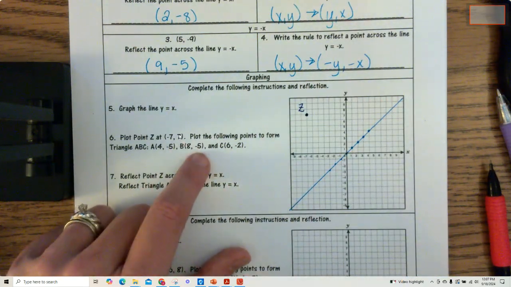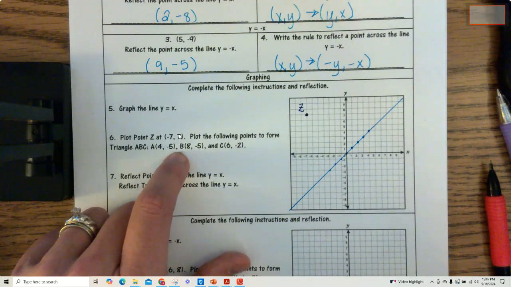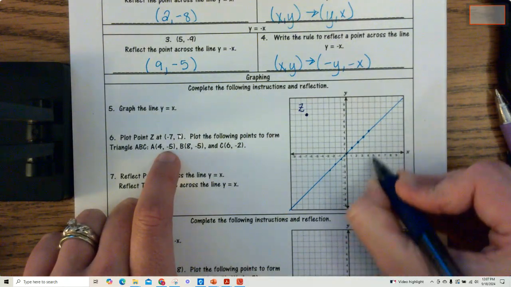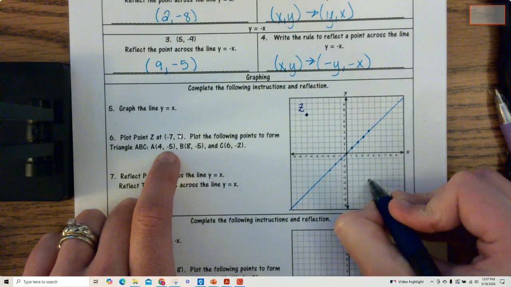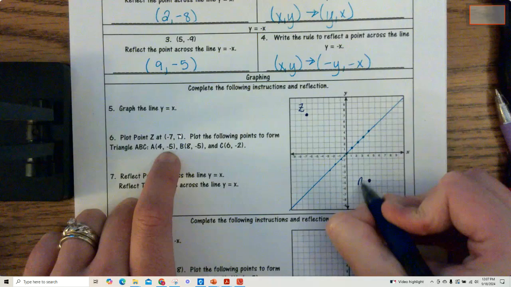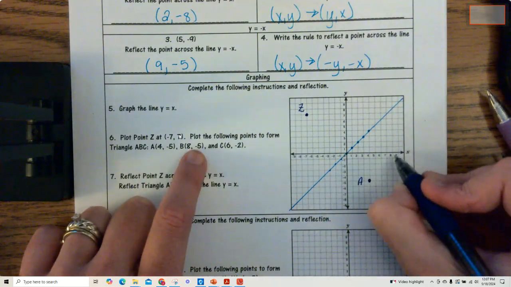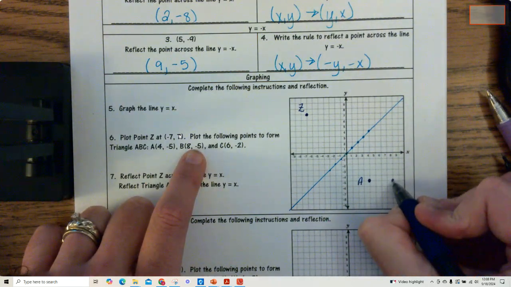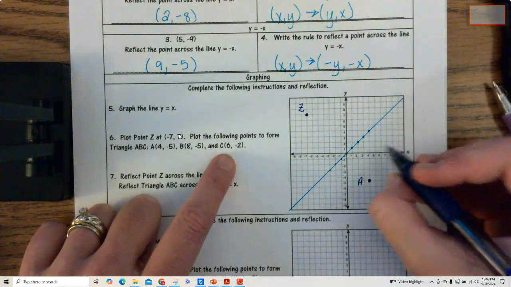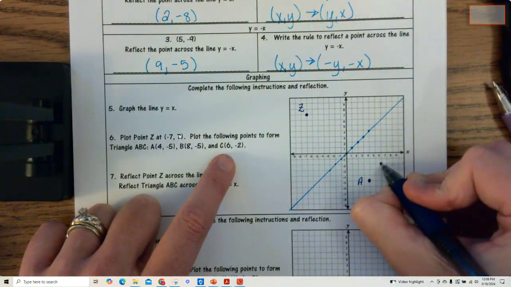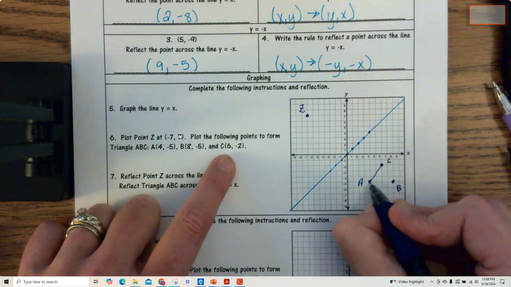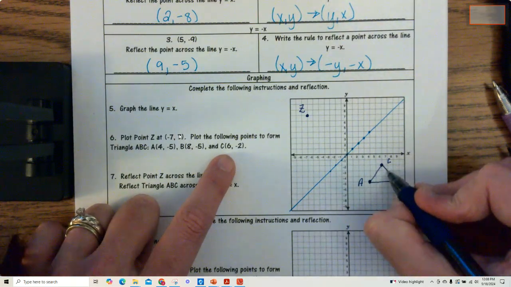And then we're going to plot the following points to form triangle ABC. So A is going to be at 4, negative 5. That's A. B is going to be at 8, negative 5. And then C is going to be at 6, negative 2. And that's going to be C. And that's going to form a triangle.